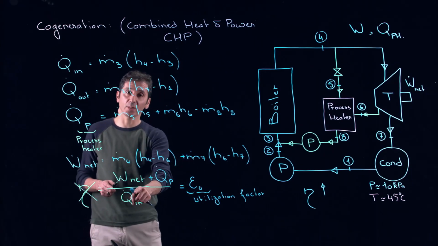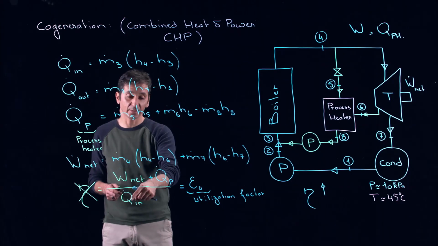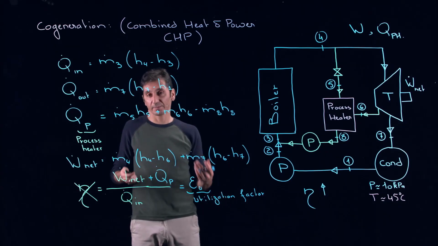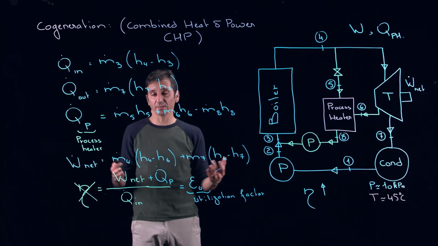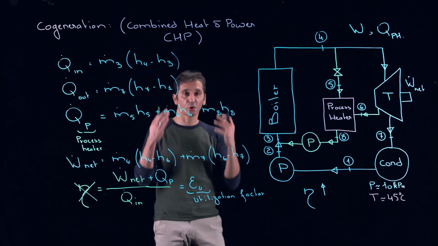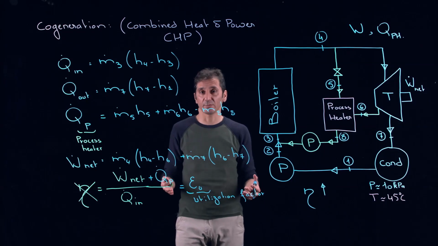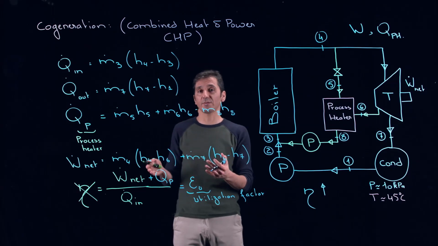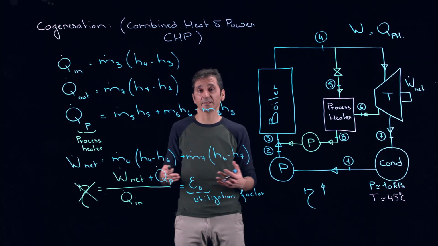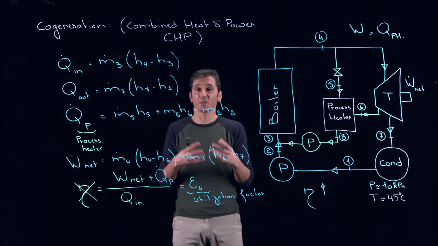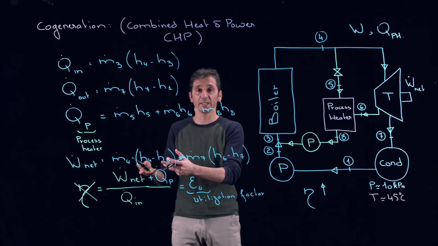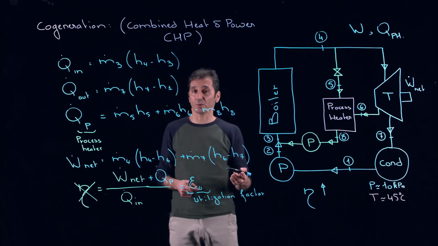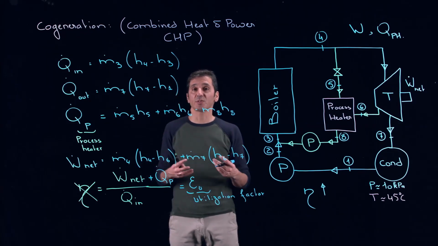Here we can claim that Q in was used to generate power and also to generate heat to the process heater, okay? So for example, if we have a utilization factor of 90%, this means that 90% of our Q in was used for something useful, okay? Which is interesting, right? Because when you think about the thermal efficiency, let's say 35% thermal efficiency, here you are just saying that 35% of my Q in was used for something useful, which is work only, but all the rest is lost, okay? Typically lost here. Here, by using cogeneration, we are optimizing the usage of energy.